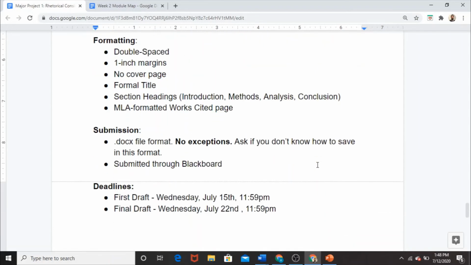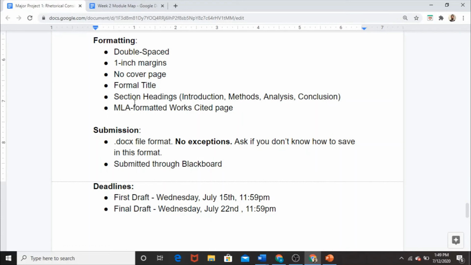What I really want to spend a moment on is the submission format. You need to submit the file as a .docx file format. No exceptions. Otherwise, it is a real challenge for me to get those to open on my home computer because I don't have a Mac. So, if you're composing in Microsoft Word, you're golden because that's the default file format.